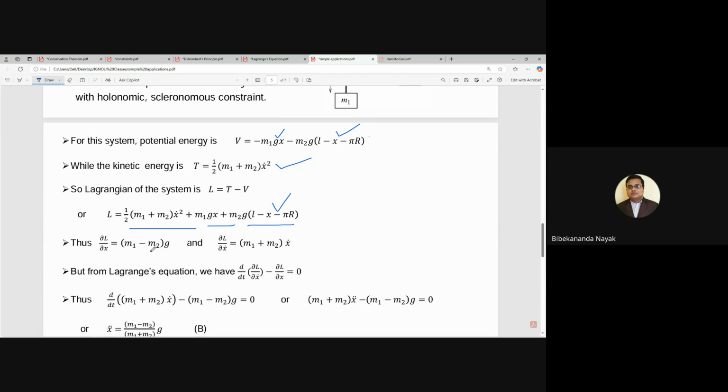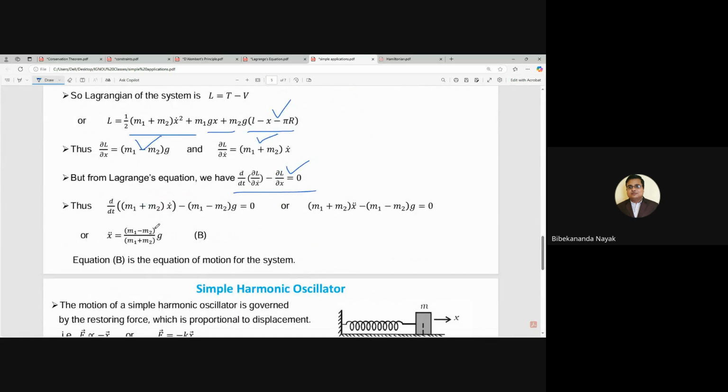Again, you have one coordinate x. Take the Lagrange equation in terms of x. Calculate del L by del x. We got this del L by del x dot from this L. Putting this, we found this is the equation of motion for an Atwood's machine.